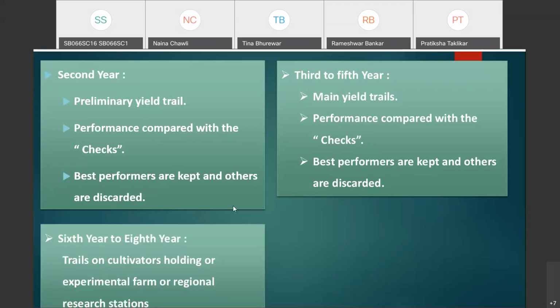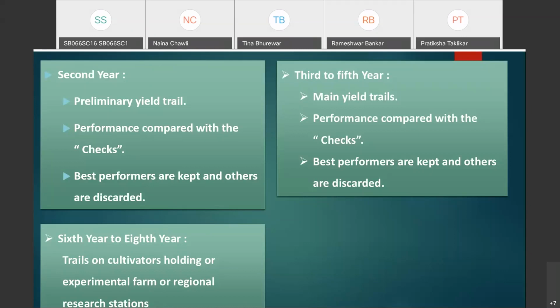Okay, then here you can see the sixth year to eighth year. For 3 generations, sixth, seventh and the eighth year, trials on cultivators' holdings or experimental farms or regional research stations are conducted. These are conducted to determine the adaptability of strains in the different regions.